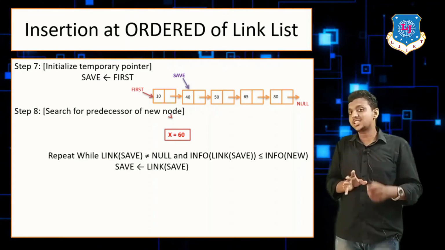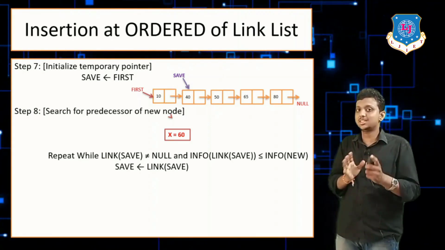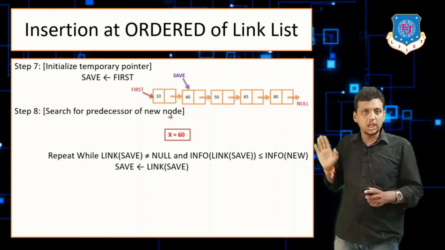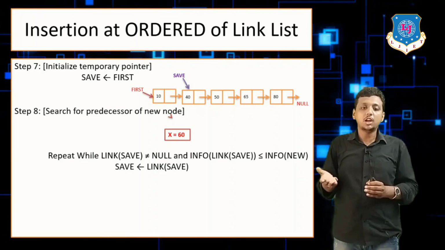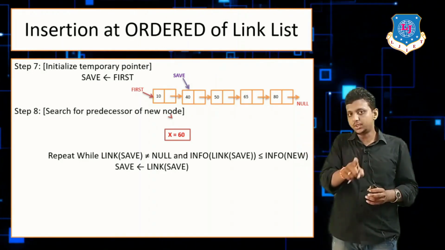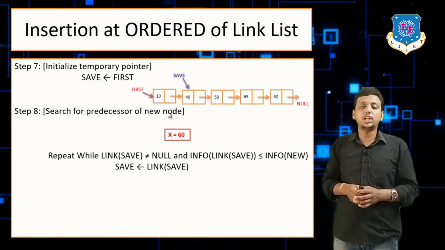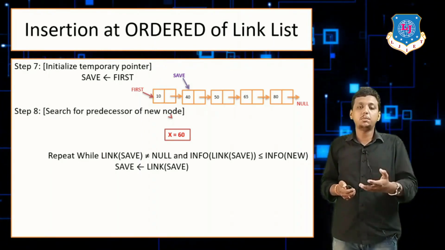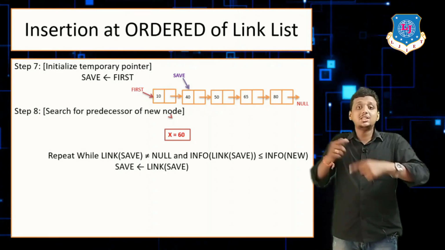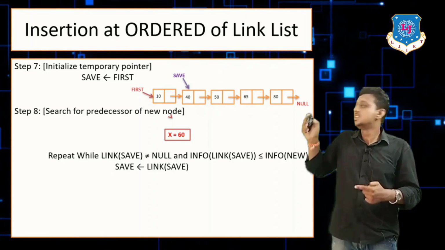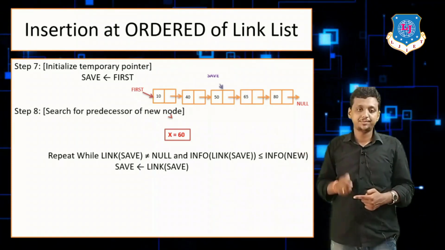Now students, the next one, what happens over here? Just see it carefully. My save pointer is pointing at 40, so the link of save becomes 50. Now, the info of link of save, that means 50, is less than or equal to 60. The condition becomes true, so we need to move save to link of save again.